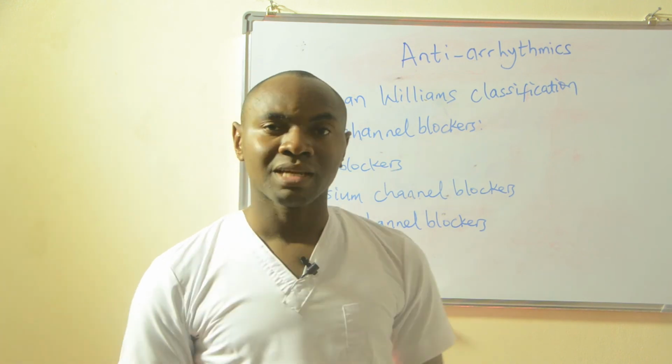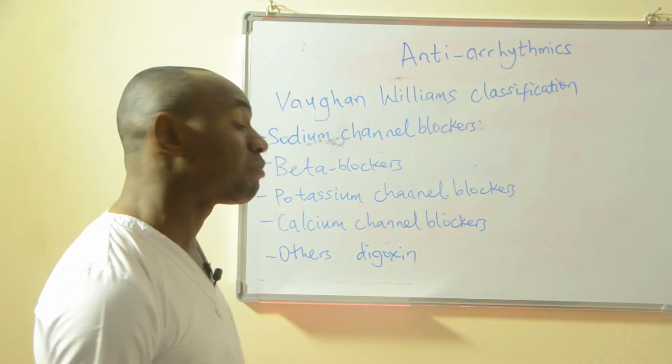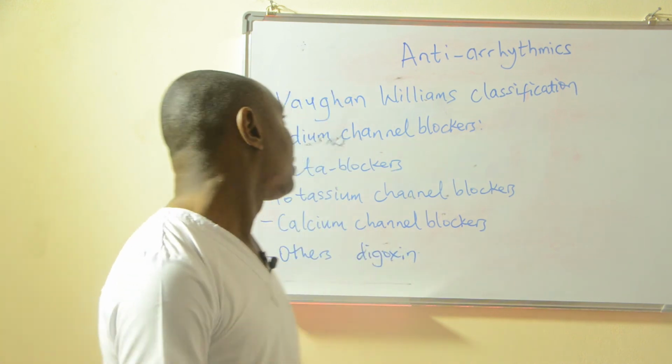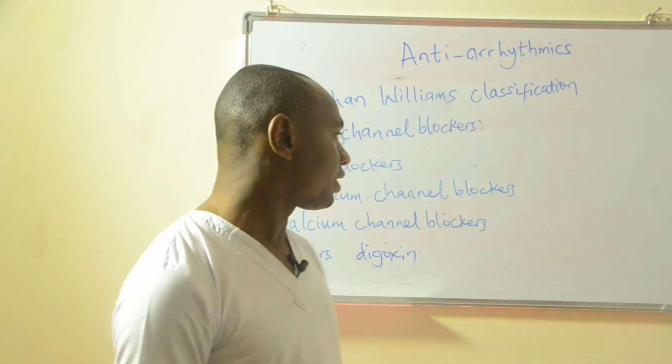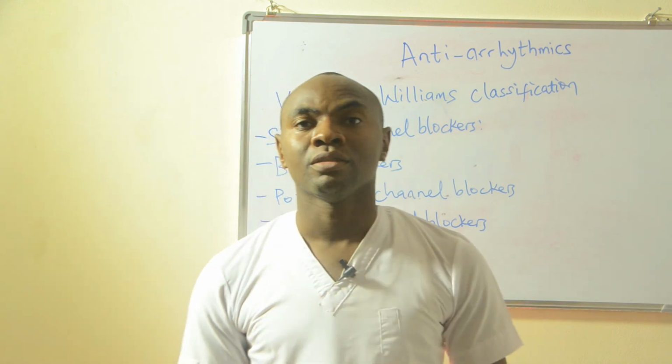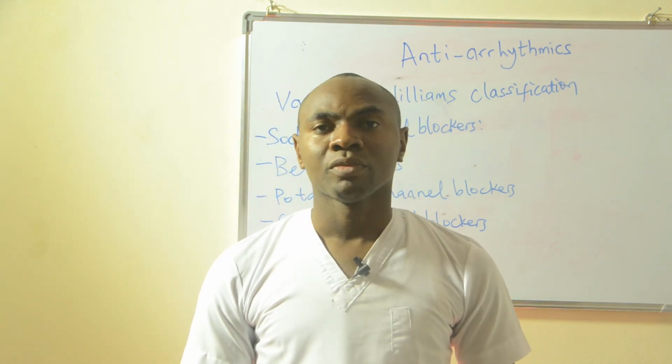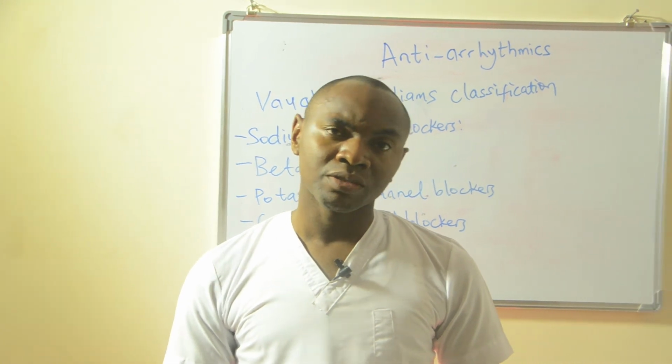Another example is adenosine, and we also have magnesium sulfate. For now, these are the antiarrhythmics. These are their classifications, and this is what they're all about. So this brings us to the end of this video.